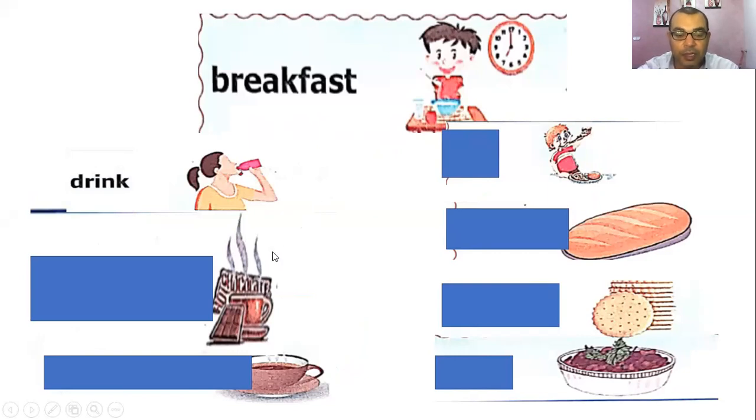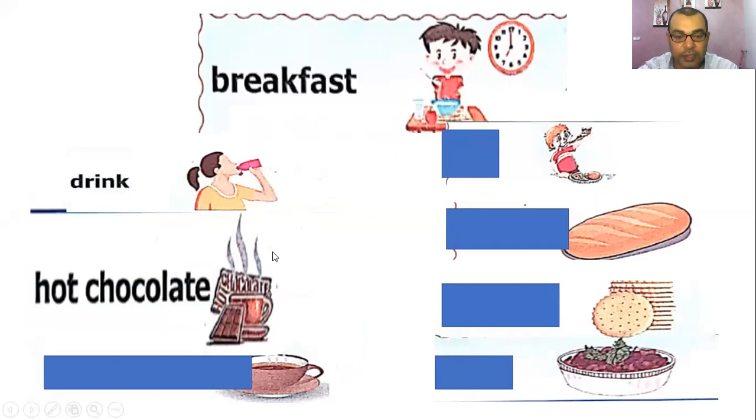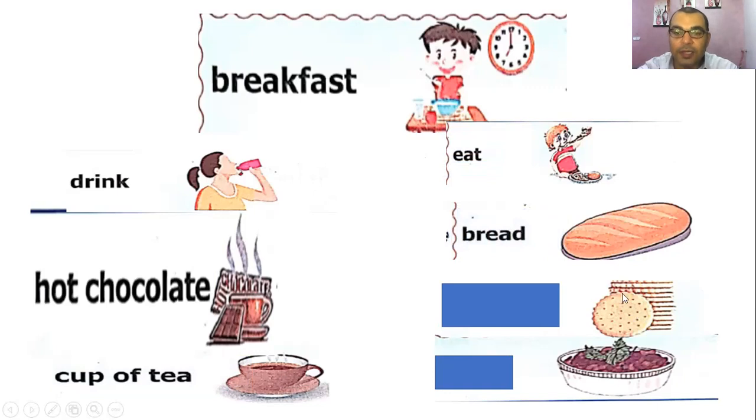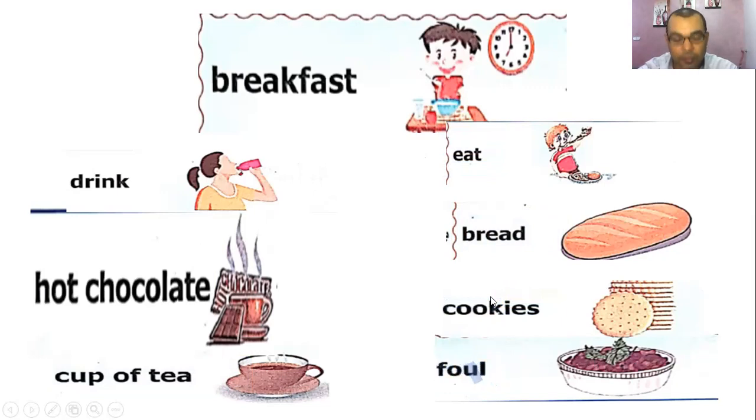And what is this drink? Hot chocolate. Excellent. And what is this? Yes, maybe coffee or tea. Let's see together. Cup of tea. And here, the verb is eat. Excellent. What kind of food is this? Bread. Well done. And this one is biscuits or cookies. Good. And here, food. Excellent.